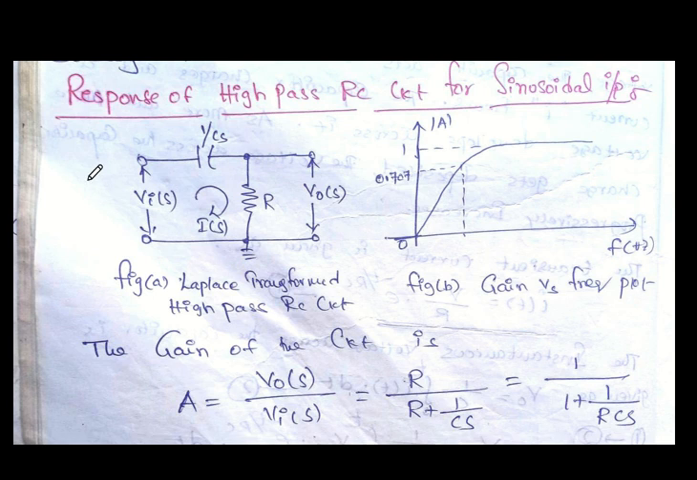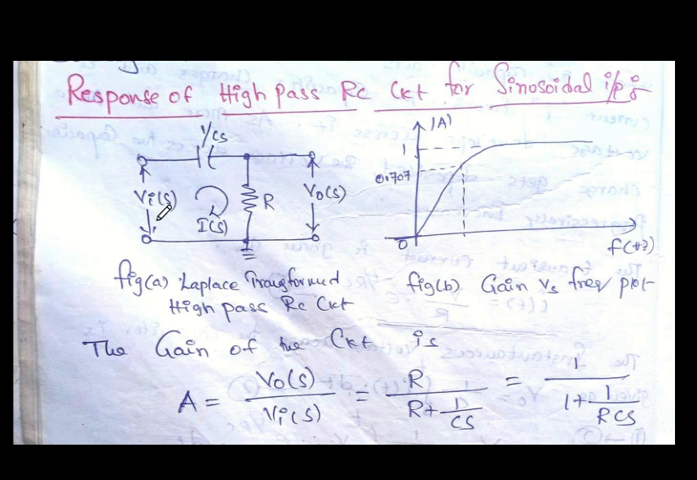Whenever you apply a sinusoidal waveform, the voltage across the capacitor also varies sinusoidally, and the current flowing through the resistor is also sinusoidal. Therefore, the output voltage developed across the resistor is a sinusoidal waveform. That means if you apply a sinusoidal waveform, the output response produced by the high pass RC circuit is also sinusoidal in nature. That means for a sinusoidal signal, the high pass RC circuit cannot behave as a wave shaping circuit.